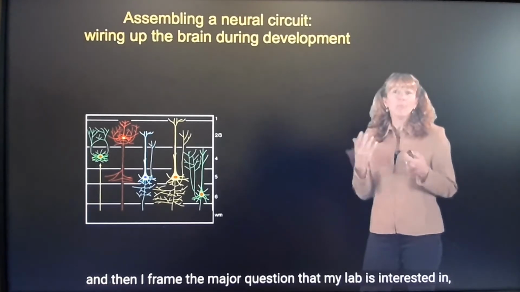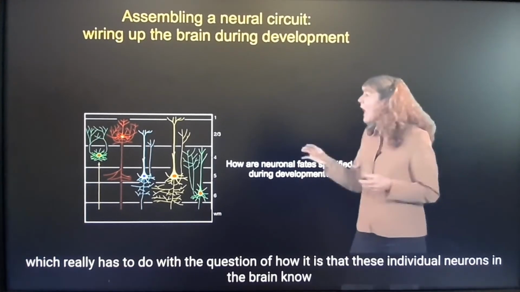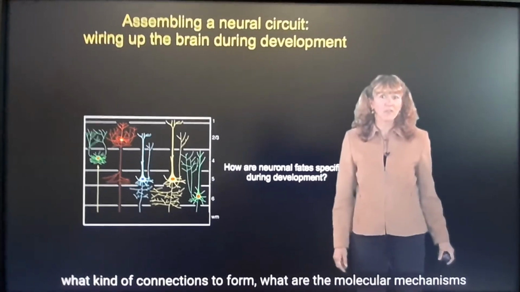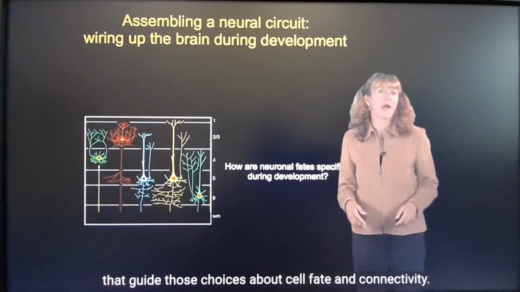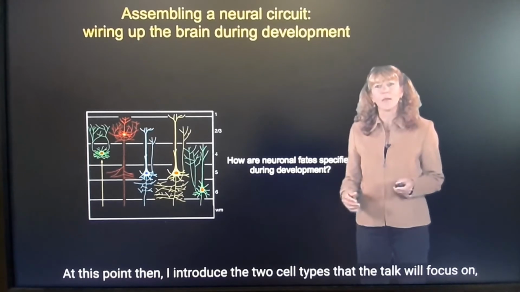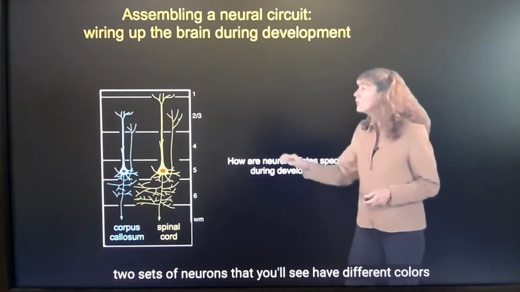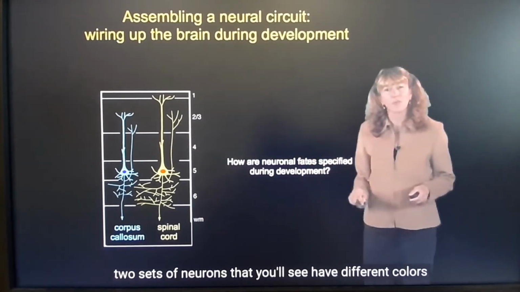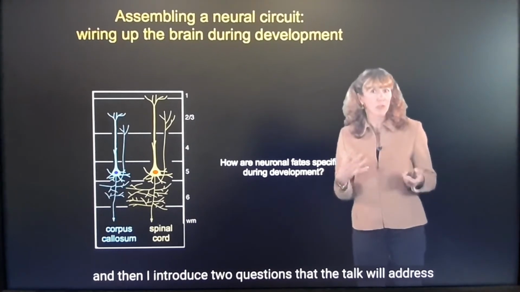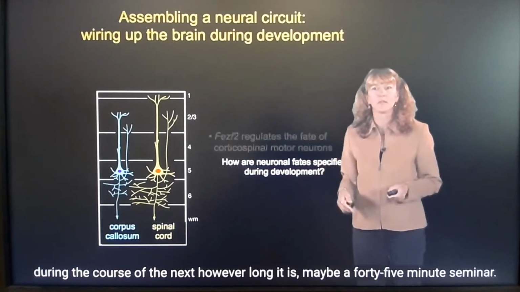And then I frame the major question that my lab is interested in, which really has to do with the question of how it is that these individual neurons in the brain know what kind of connections to form. What are the molecular mechanisms that guide those choices about cell fate and connectivity? At this point then, I introduce the two cell types that the talk will focus on, two sets of neurons that you'll see have different colors, and then I introduce two questions that the talk will address during the course of the next, however long it is, maybe a 45-minute seminar.